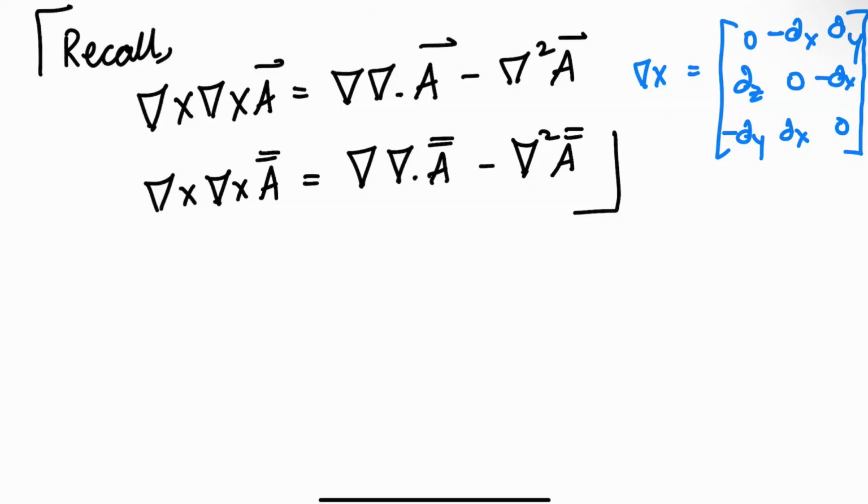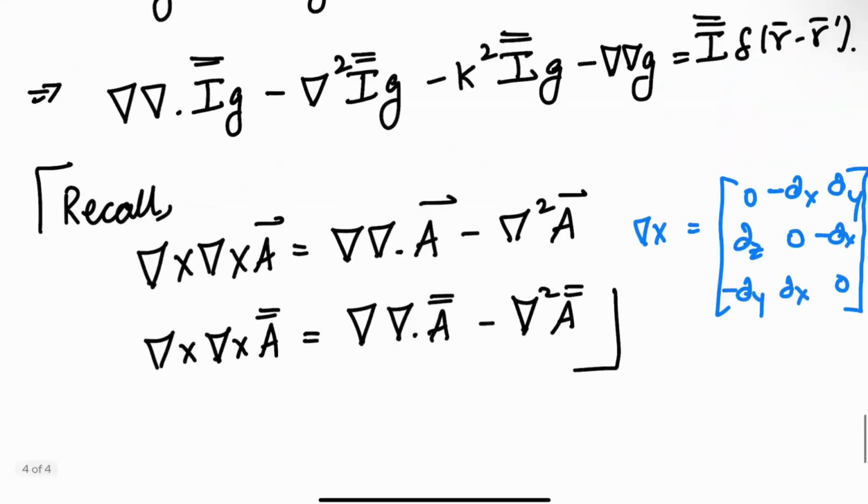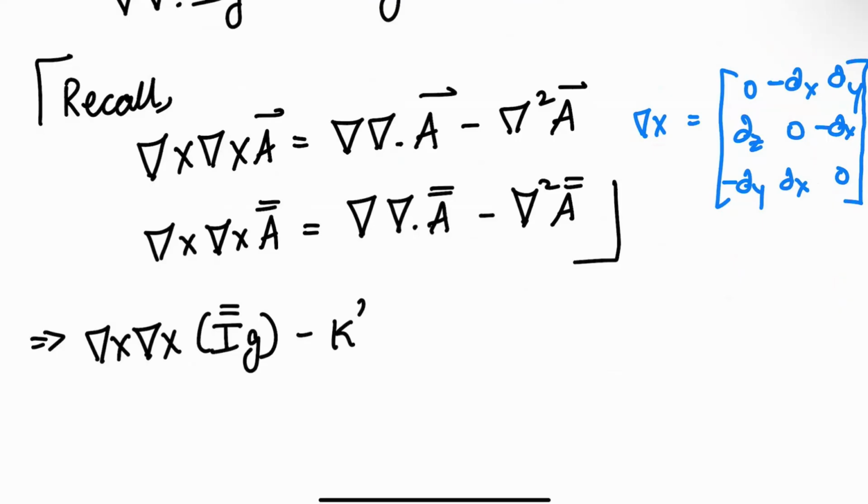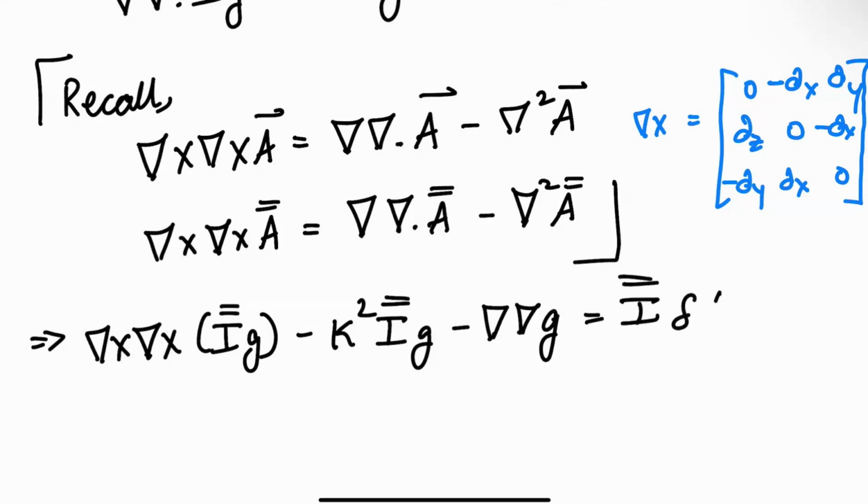All right. So since it follows a similar kind of expression, if you look back here, this is nothing but this, right? So we can write this as curl of Ig. Okay, so let's continue. Based on that, we have curl of Ig minus k square Ig minus dyadic of G equal to I delta R minus R prime.